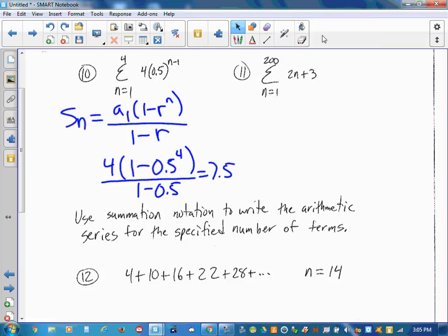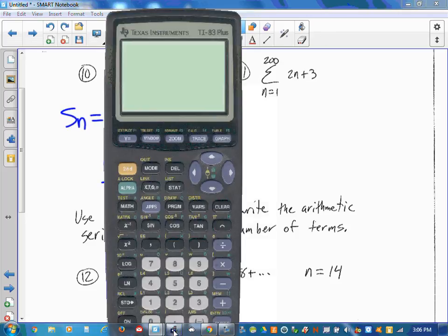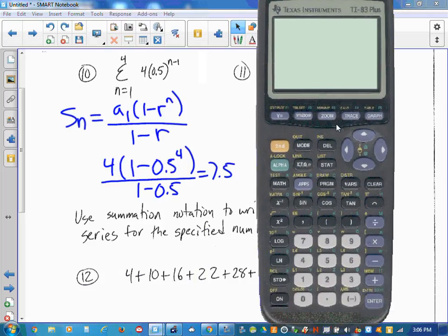Let's prove it. I'll pull the calculator up. We can do it together. So here's a calculator. Yay, virtual calculator. So it's going to be 4, left parenthesis, 1 minus 0.5 to the power of 4. Close the parenthesis. And then I'm not going to type 1 minus 0.5 or 1 minus a half because that's just 0.5 or a half. So divided by 0.5.